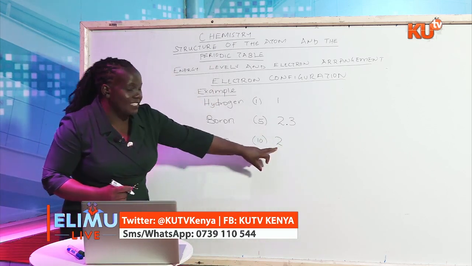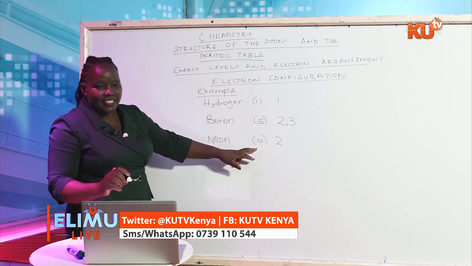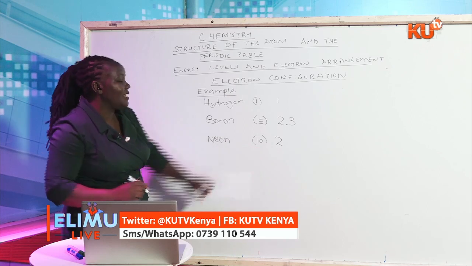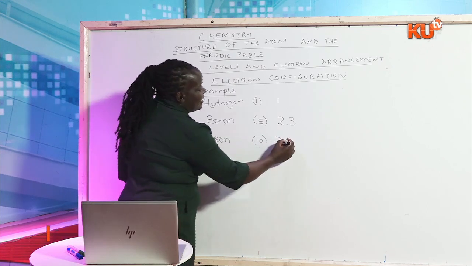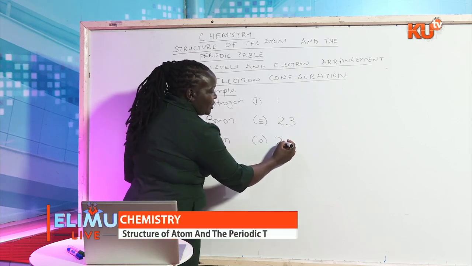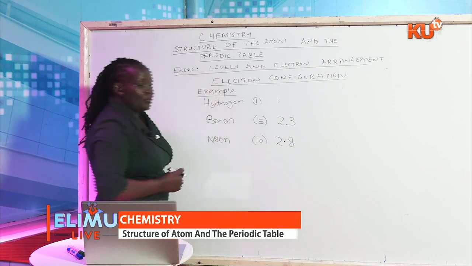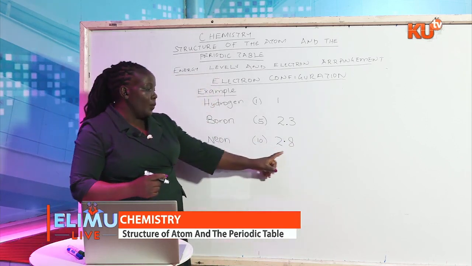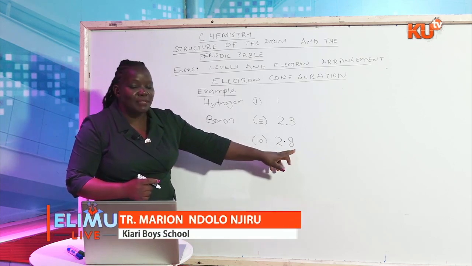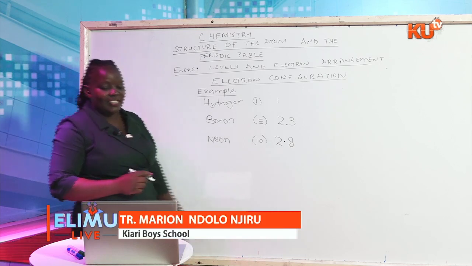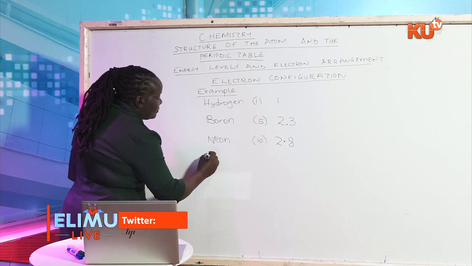So 10, when you subtract the 2 that has been accommodated in the first energy level, we are left with 8, correct? The 8 electrons will move to the next energy level, which is energy level number 2. So the electron configuration of neon is 2, 8. Look at that. For neon, the second energy level is completely filled up with electrons. Another one that I want us to look at is chlorine.